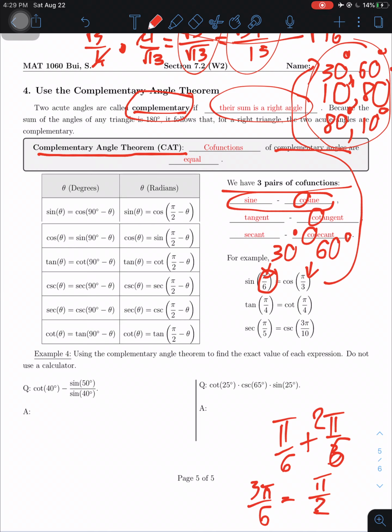Same thing with this one. Pi over 4 is 45 degrees. Another pi over 4 is another 45 degrees. 45 plus 45, we have 90 degrees. This one, pi over 5, means 180 divided by 5, which is, let me calculate it out, 36 degrees. And then the other angle, 3 pi divided by 10. 3 times 180 divided by 10, we have 144, right? Oh no, 3 pi divided by 10, we have 54. Okay, 36 and 54. They add up to 90.